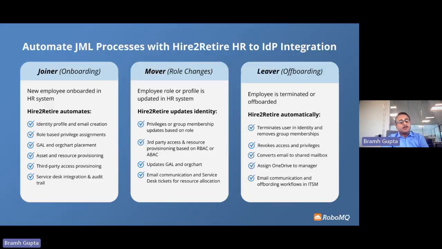This is a kind of laundry list of what you do when you automate JML with hire to retire between HR and identity. I think I've gone over all of these in some detail, but we're definitely going to share this screen so that you see what is possible. This is not the complete list, but it is a very high level view of what is done when joiners, movers, and leavers are processed through the hire to retire platform. And it takes care of most of the things that most organizations need to do.